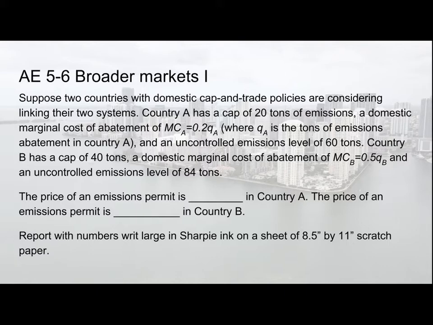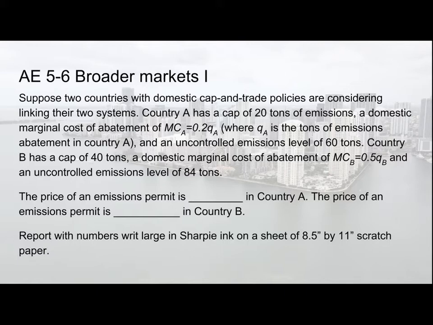All right, so this problem I think you'll recognize is very similar to other problems we've seen. In some ways it feels like I'm beating this horse dead, but let's keep whacking at that horse. This is one of the things that I definitely want you to be able to do very fluently, individually and as groups. Suppose two countries with domestic cap and trade policies are considering linking their two systems.